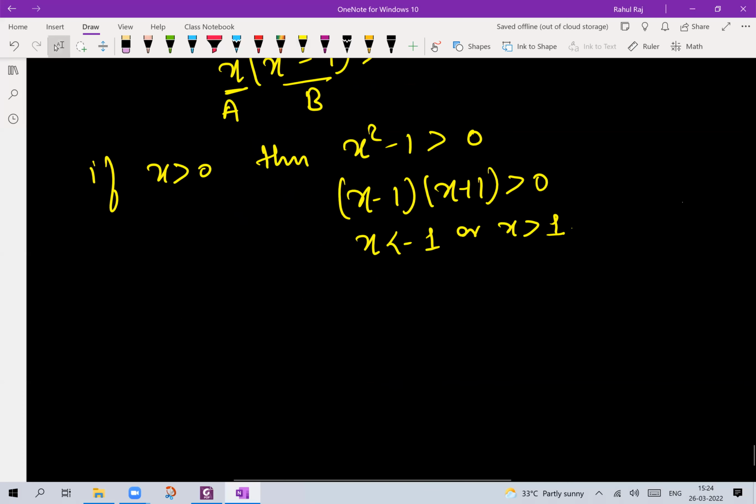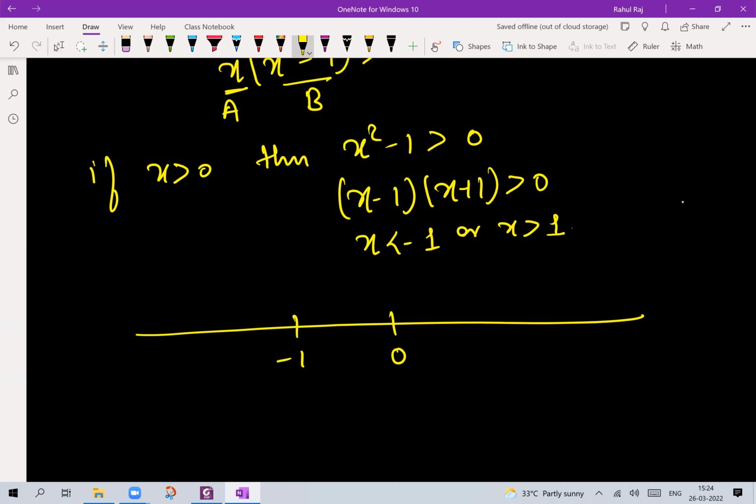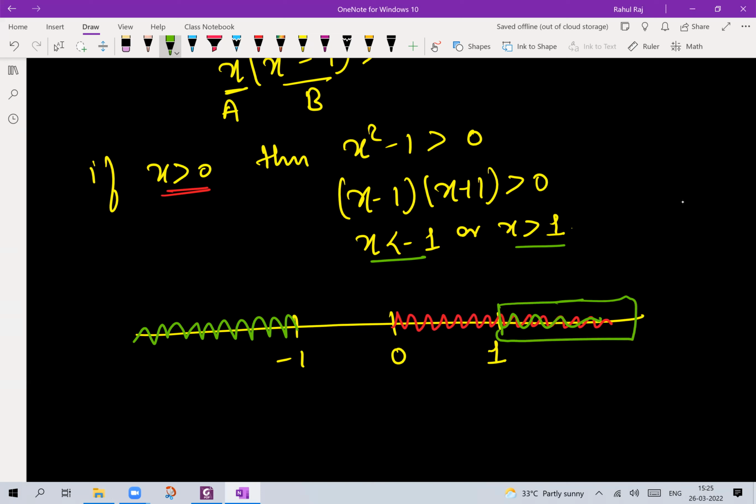Now we just plot it on the number line. Imagine this is 0, this is -1, and this is 1. So x is greater than 0, and x is less than -1 or x is greater than 1. What is the common value? x greater than 1, right? Agreed?